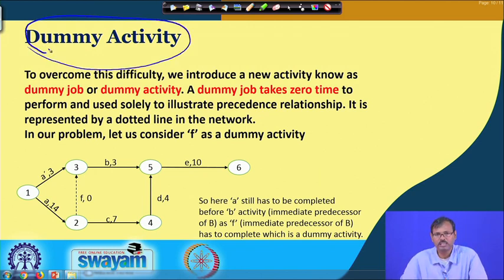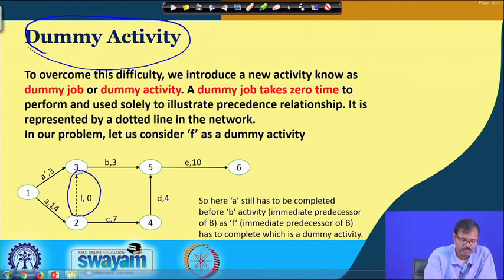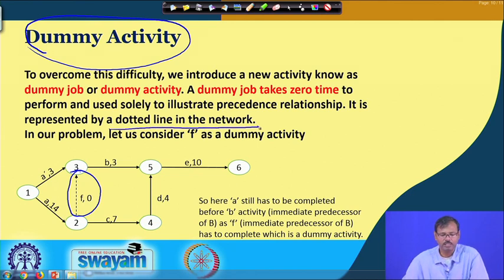Dummy job is nothing but a pseudo job which is added considering it takes 0 time and 0 costing, and its purpose is only to show in the illustration of the precedence ship, so that the network can be completed. And that is why, as it is not physically existing, it is represented in a dotted line in the network.